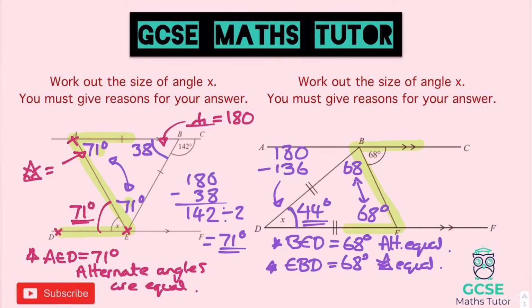And then for the final reason there was BDE. The last one there, we got that was 44 because angles in a triangle equal 180. There we go. Obviously writing down the full language there. But there we go, that's how to answer a couple of those.